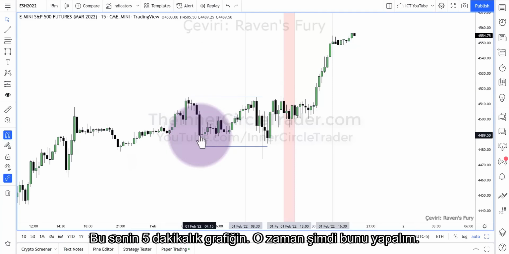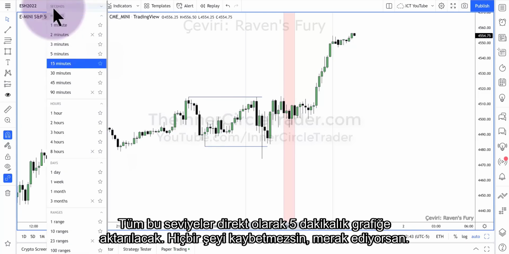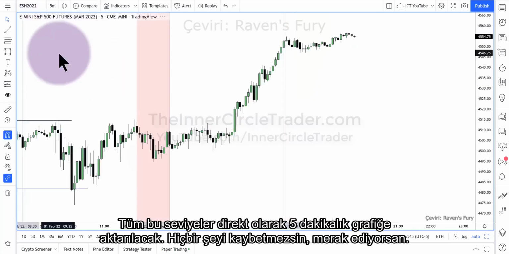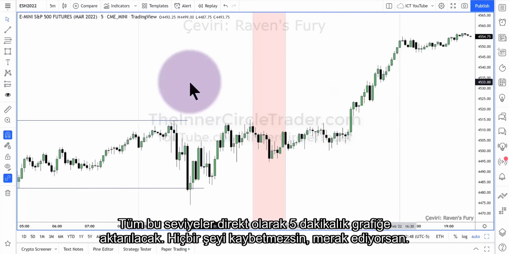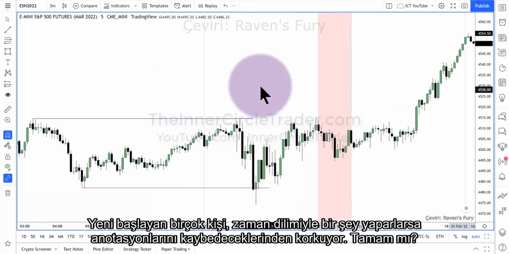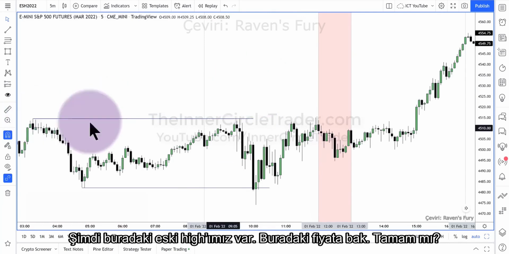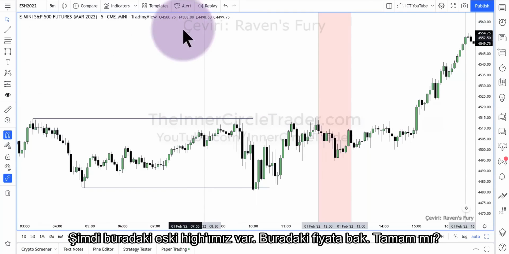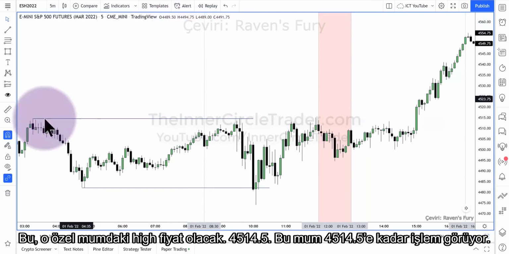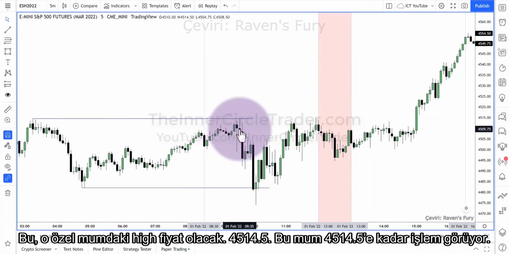That's your 5-minute chart. So let's do that now. All these things will be transposed right to the 5-minute chart. You won't lose anything, in case you're wondering. A lot of new people are afraid if they do something with the time frame, they'll lose their annotations. All right, so now we have this old high back here. Look at this price right there. Okay, that's going to be the high price on that particular candle right there. It's 45.14 and a half. This candle trades to 45.14 and a half.